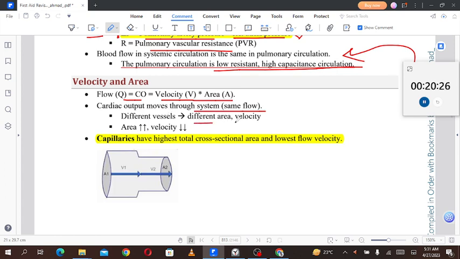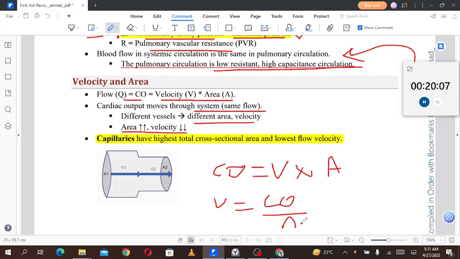Different vessel, different area and velocity. If the area increases, the velocity will decrease because velocity is inversely proportional to area. Cardiac output is equal to velocity multiplied by area. So we have to find the velocity. Velocity is equal to cardiac output divided by area, and so velocity is inversely related to the area and vice versa.